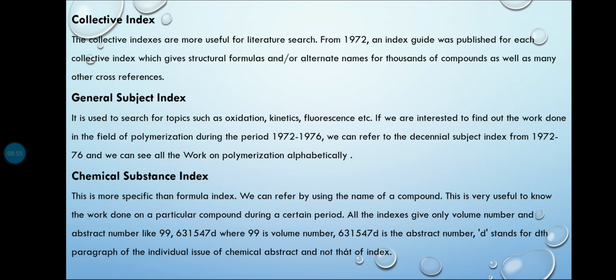All the indexes give only volume number and abstract number, like 99, 631547D, where 99 is the volume number whereas 631547D is the abstract number, and the small d stands for the dth paragraph of the individual issue of Chemical Abstracts and not that of the index.